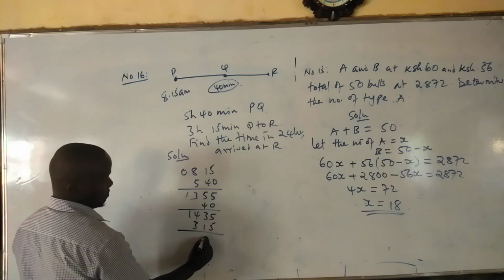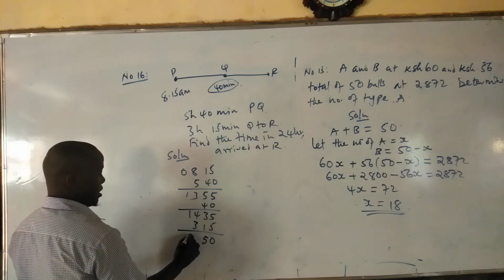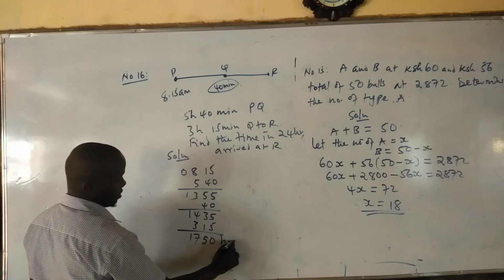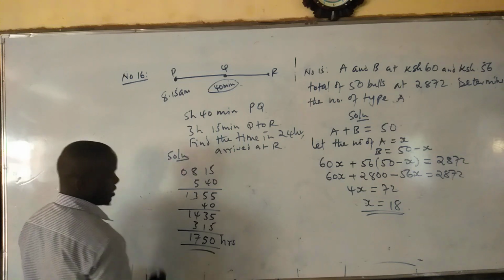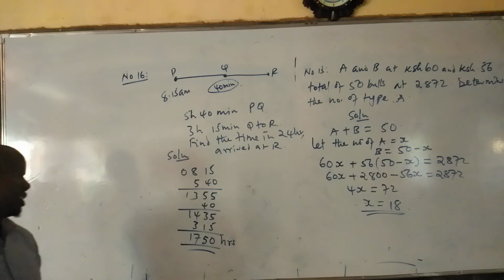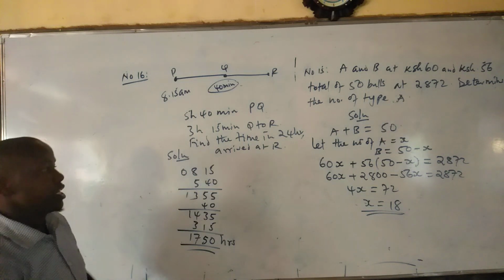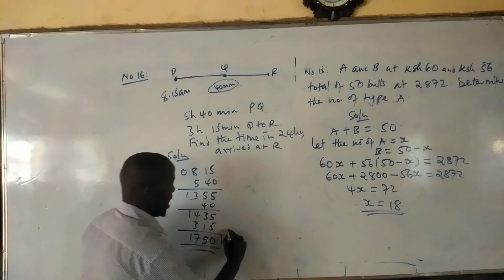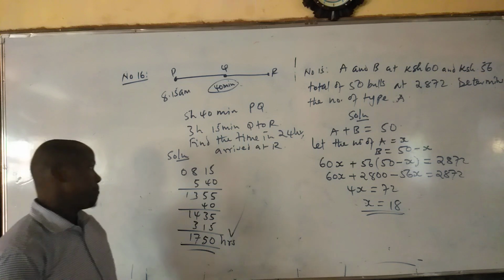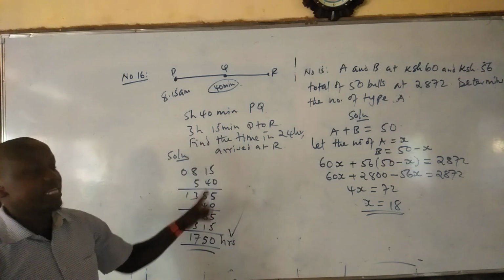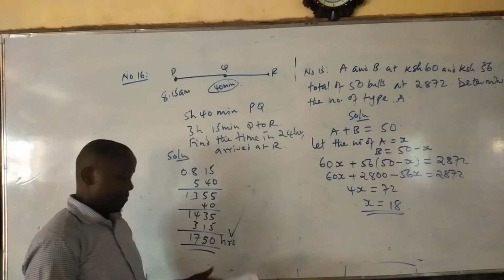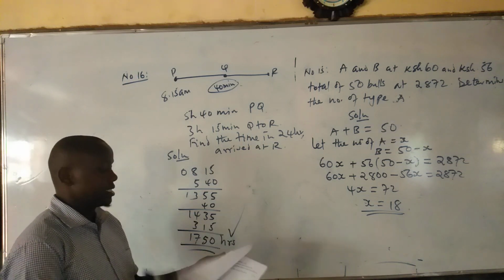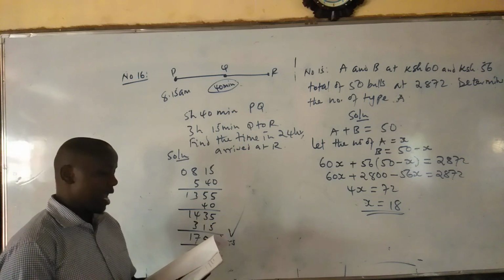Therefore, this will be 50 minutes, and this will be 17. Therefore, 17 hours 50 minutes, or 1750 hours, is the time it arrived. We have been told to leave the answer in 24-hour clock system. So that will be the answer. And you get your 3 marks just by adding time. So that's how the paper was being done.